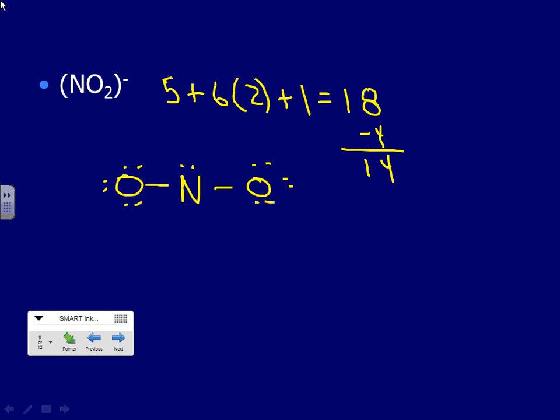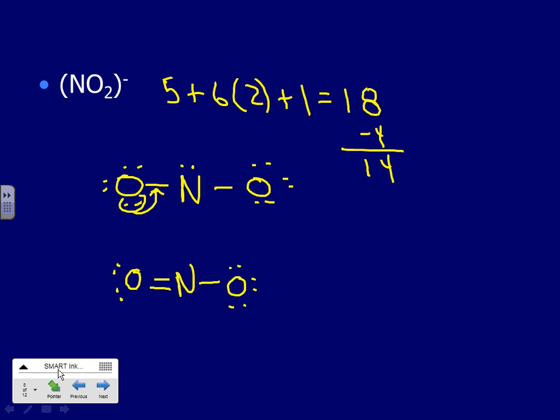Yep, Lily? Yeah, and it doesn't matter which pair. I'll just take that pair for no reason. It does not matter which pair. So now I rewrite. I now have a double bond on that one. Still the single bond on that one. Now this one is an ion.